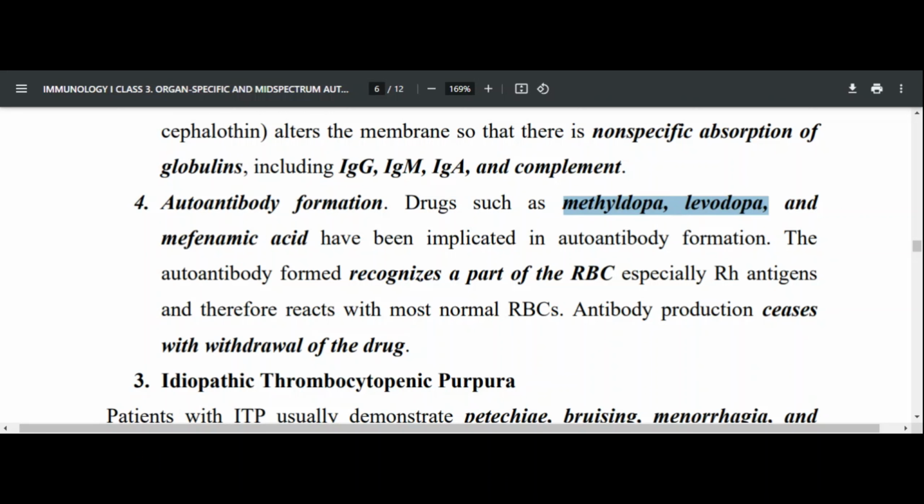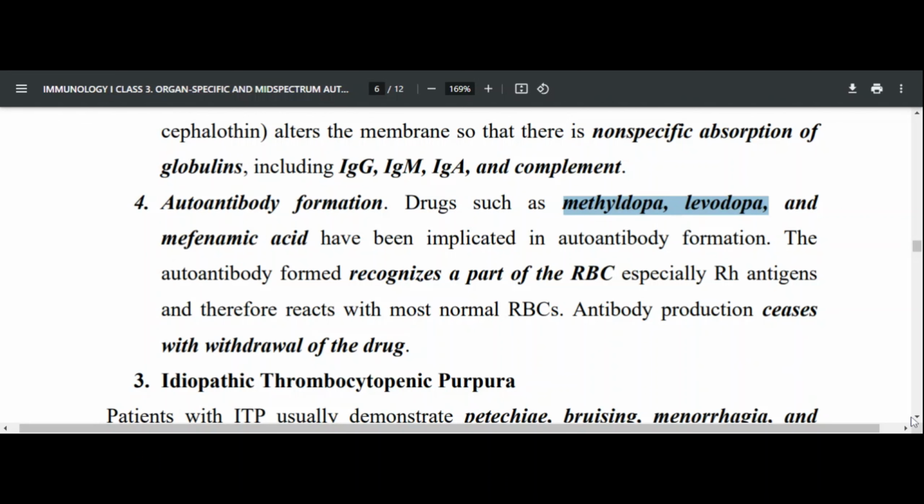So this will stop when you withdraw from the drug. For example, of course, when you stop taking methyldopa or levodopa, these antibodies are going to cease. So those are the four mechanisms by which drugs can induce autoimmune hemolysis.